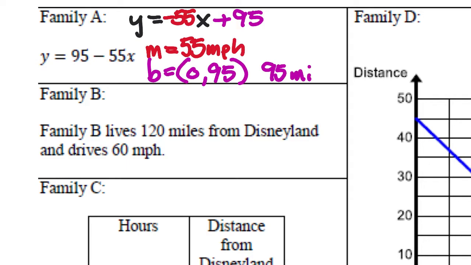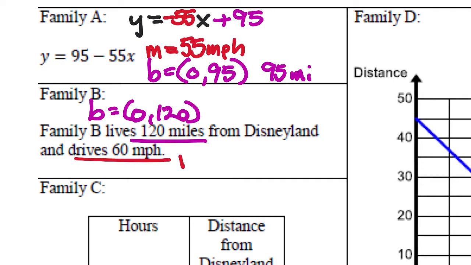That, by the way, is the y-intercept there. So that'd be 0, 120. And they're driving at 60 miles per hour. Well, that's already the slope or the rate of change. It's 60 miles per hour. So just from these two families, we can see that family B is traveling faster by 5 miles per hour, but they also live farther away by 25 miles. But we need the other families as well.